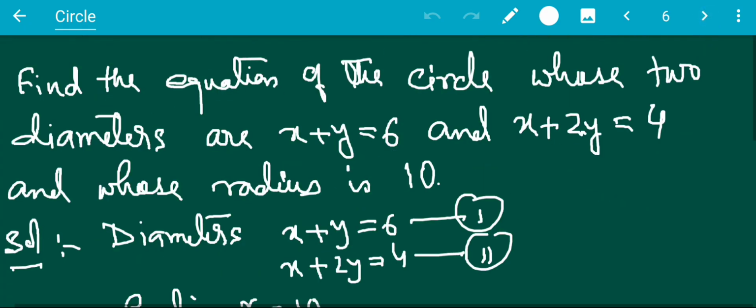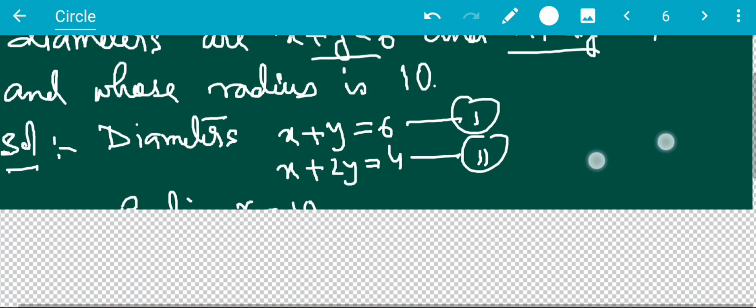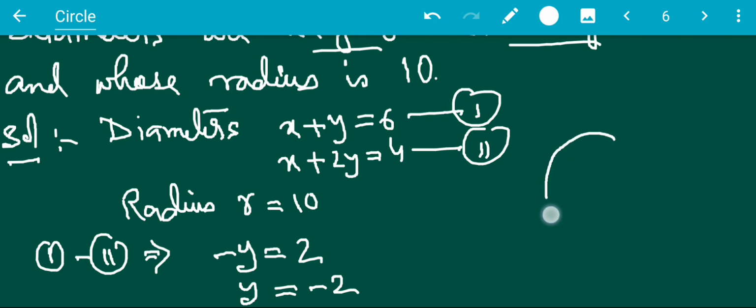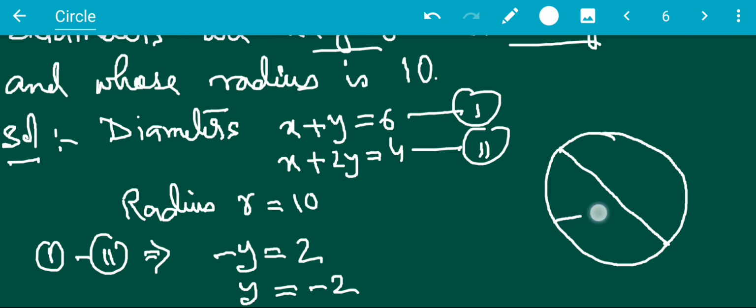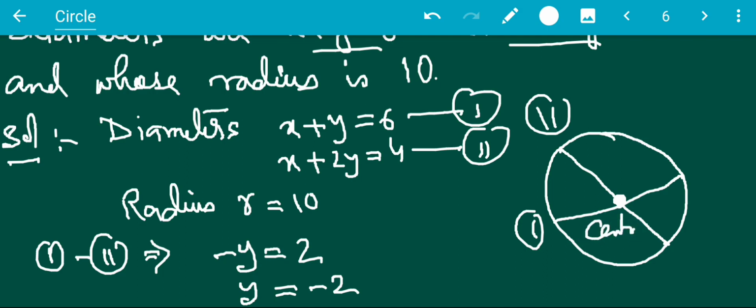Okay, next, find the equation of the circle whose two diameters are this and this, and radius is 10. So what basically the question says, these are the two diameters. Suppose this is equation 1, this is equation 2, and radius is 10. So we know where the diameters intersect each other is the center. So find the point of intersection of these two lines, you will get the center. And also the radius is given. So this is very simple.